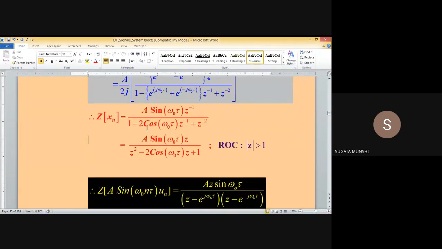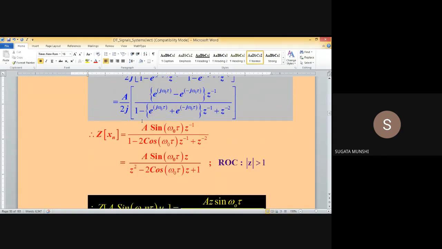What do you think? Where will the poles be located? Poles of the z transform? Now, there is a misconception that we are interested in the location of the poles only in case of systems. That's not true. For signals also, the poles of the transforms have significance.